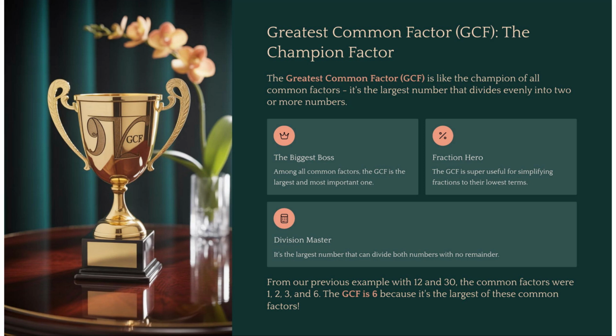The most important common factor is the greatest common factor, or GCF. It's simply the largest number in the list of common factors. The GCF is your go-to number when you need to reduce a fraction. For example, if you have the fraction 12 over 18, you can divide both the numerator and the denominator by their GCF to simplify it.